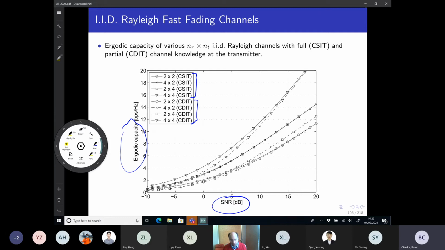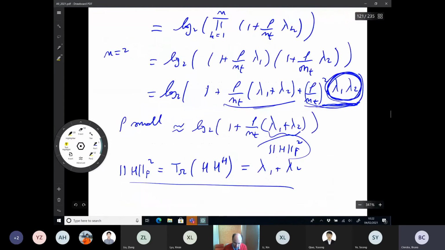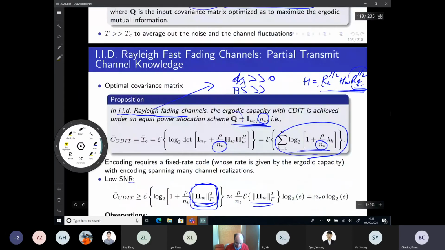With CDIT, I don't know the channel at the transmitter, and so what I'm having is actually this equation here. I'm computing this for each realization of the channel, and then I take an expectation over all realizations of the channel, right? With CSIT, I also have an expectation or average, but this is not the same, because here it is replaced by the sum of log2(1 + rho s_k lambda_k), where s_k is every time designed based on the water filling for that specific channel realization. Okay.